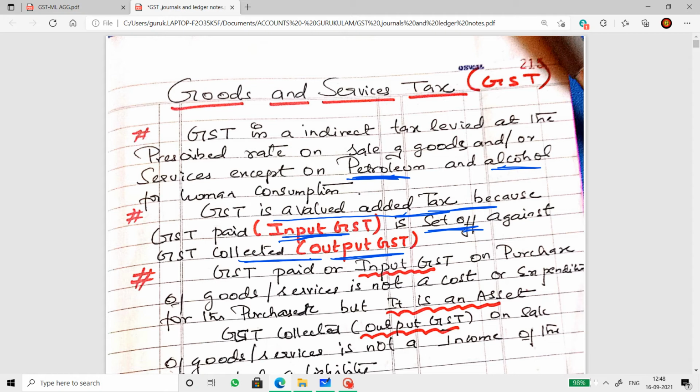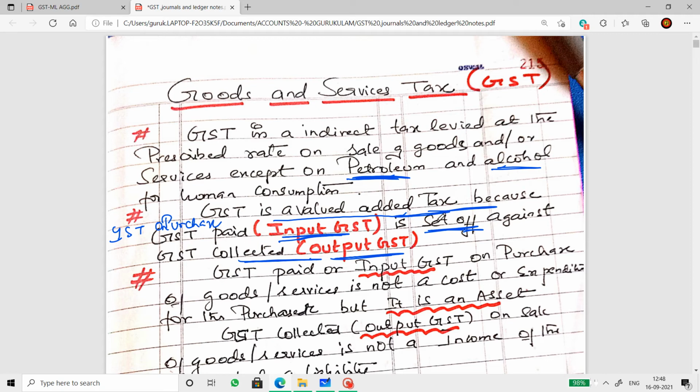Now GST paid: imagine a dealer is buying a TV from the manufacturer. When the dealer buys it, his aim is to sell, isn't it? So when he buys the TV from a manufacturer, he will obviously pay GST. What GST the dealer pays to the manufacturer is considered as GST on purchase, which is otherwise called GST paid or input GST.